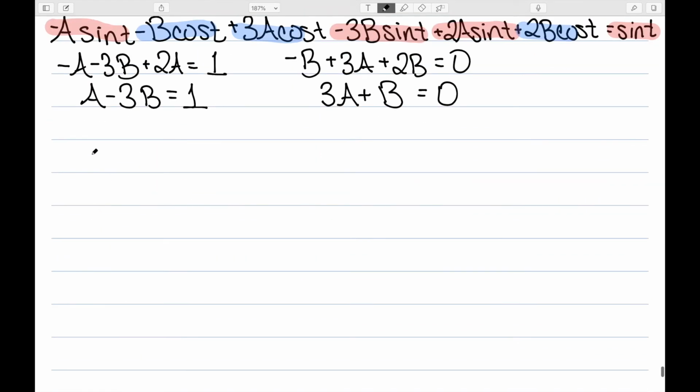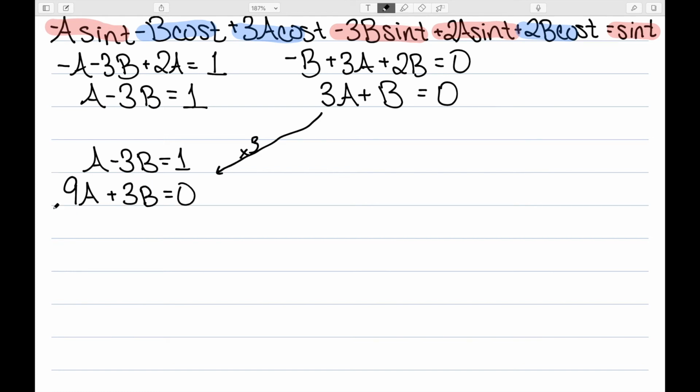If we try to solve this, I'm going to let the first equation stay the way it was. This one, I'm going to multiply by 3. So I have 9a plus 3b equal to 0. We can then add these up to get 10a is equal to 1, or a is equal to 1/10.